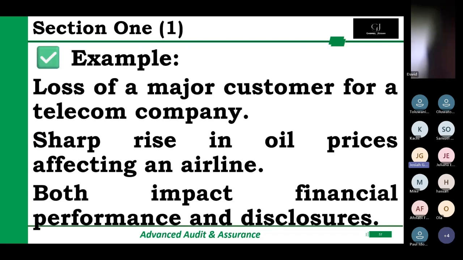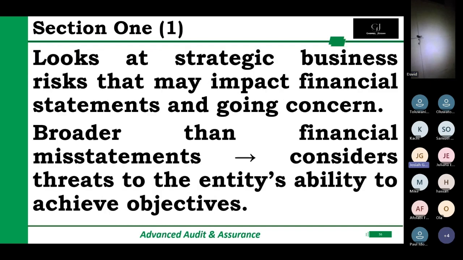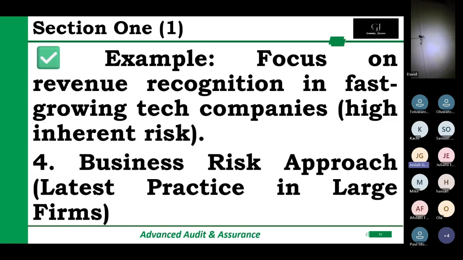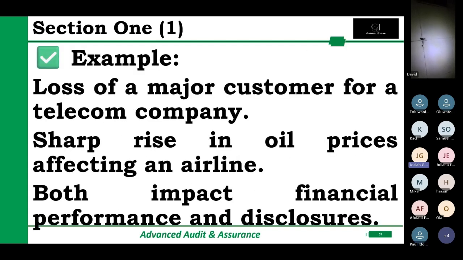So, for example, the loss of a major customer for a telecom company could be a major business risk issue, where a customer provides a large chunk of the company's revenue based on a contract. That could signal a going concern matter that external auditors could flag. It's not just the financial statement. So these are areas that the business risk approach would employ to add value and provide assurance to the owners of the company.